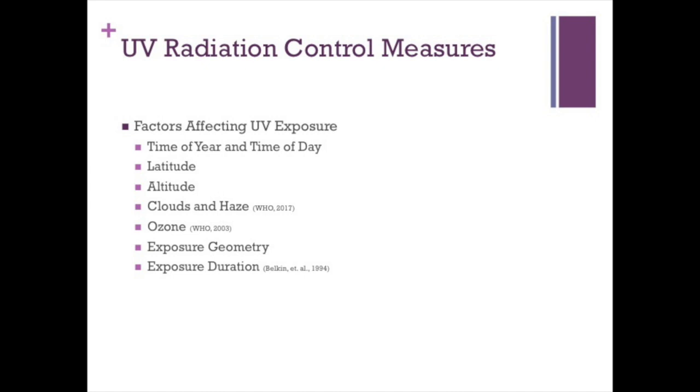As discussed previously, ozone absorbs some of the sun's radiation that would otherwise reach the Earth's surface. Body sites will receive different amounts of exposure depending on their orientation to the sun and on reflection from ground surfaces. Finally, the time exposed to UV radiation can significantly increase the impact of the UV radiation.